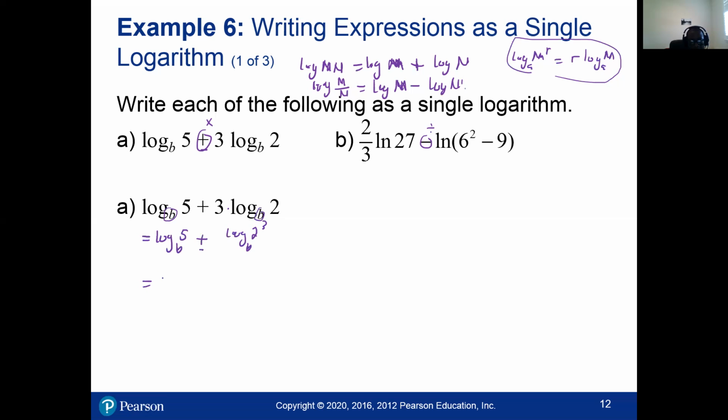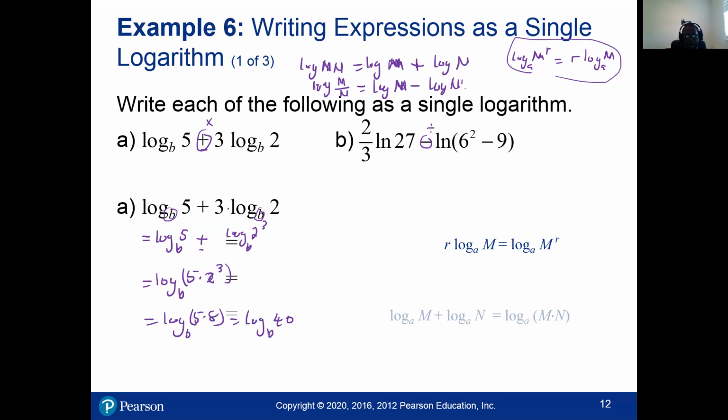Okay, now it's a sum. We can write as a product. So that becomes log base b of 5 times 2 raised to 3, which is equal to log of 5 times 8 base b. And that is log 40 base b. So if you have a sum, it becomes a product. If you have a difference, it becomes a quotient. All right. Okay, that's the properties that we apply. So we got this.